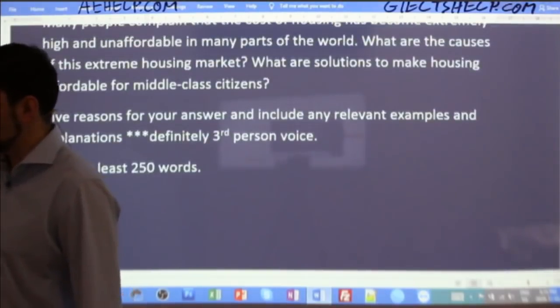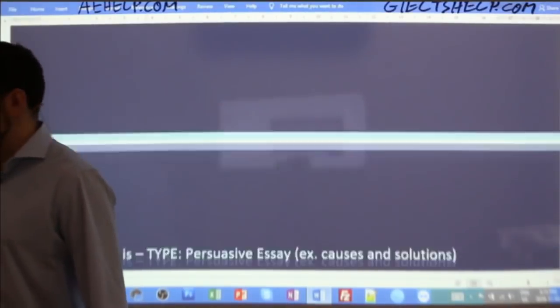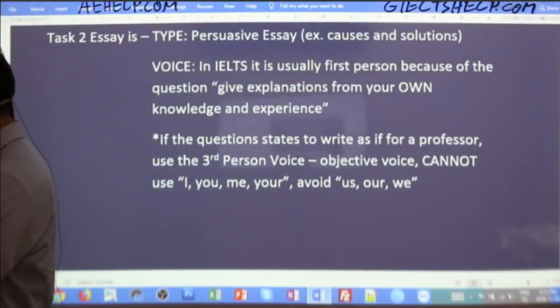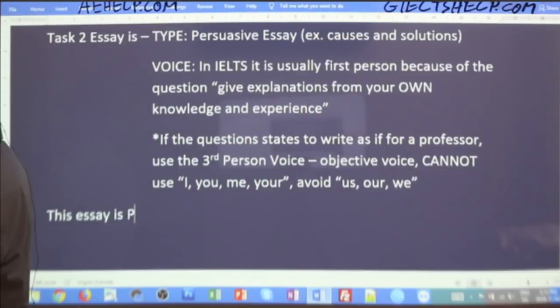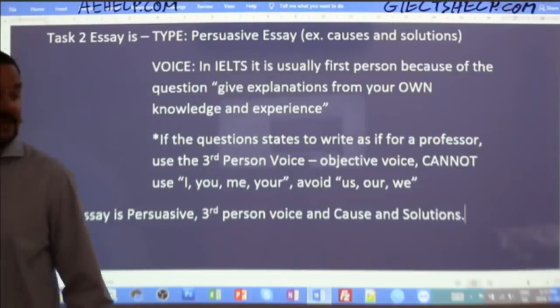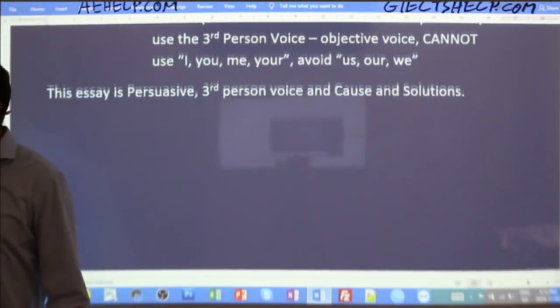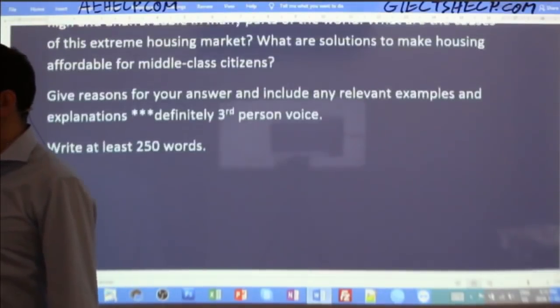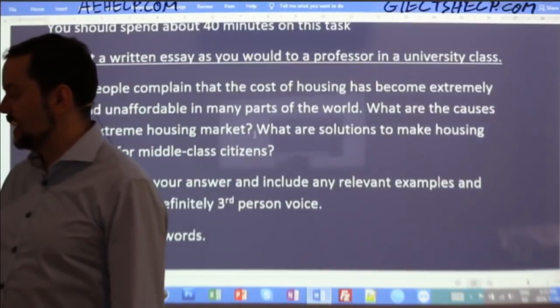All right. So here, good. We know that now with this essay, it is persuasive. Okay, so this essay is persuasive, third person voice, and cause and effect specifically. Or, sorry, cause and solutions. Don't make a mistake there. All right, so we know that this essay has to be in this way. So now we can start to do some quick planning and write a good response.